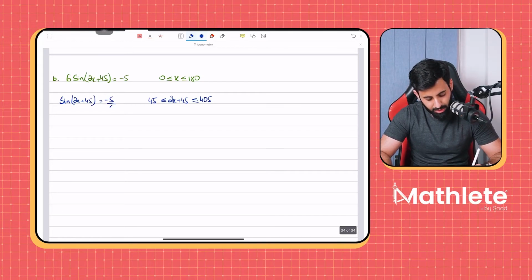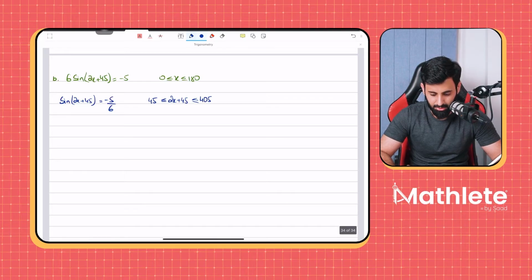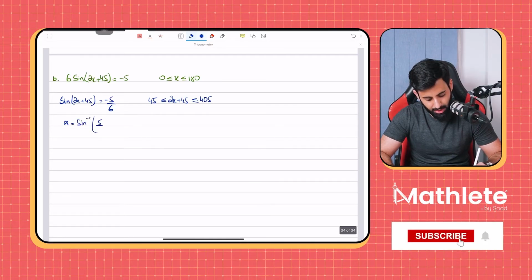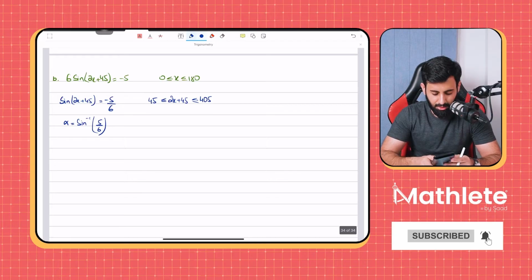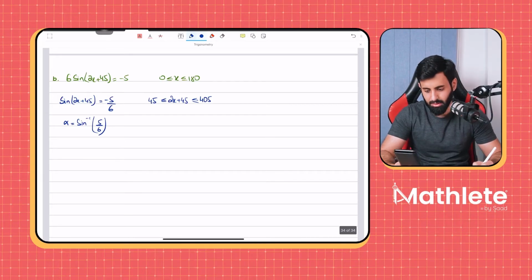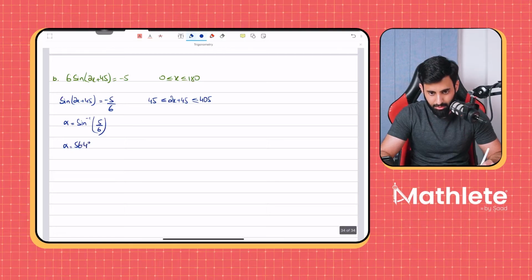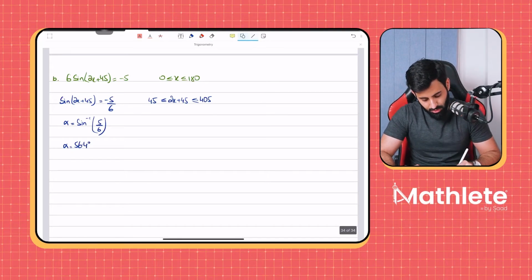Sine 2x plus 45 equals minus 5 upon 6. Okay, so sine is positive. Let's find out alpha as well while we're at it. Alpha will be equal to sine inverse of 5 upon 6. Sine inverse of 5 upon 6 is equal to 56.4 degrees. Okay?